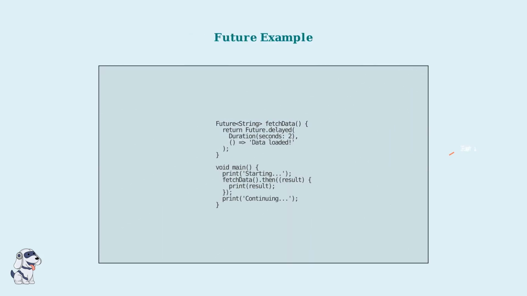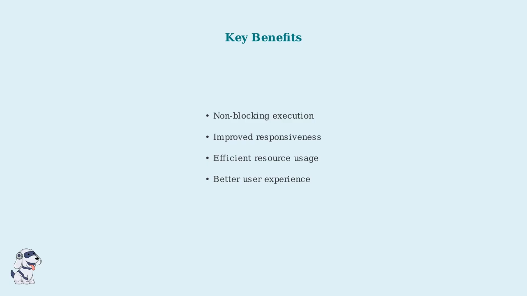Here's a simple code example showing how Future works in Dart. The fetchData function returns a Future that will eventually contain a string result, but the program can continue executing other code while waiting for the result. This asynchronous approach is essential for building responsive applications. Whether you're fetching data from a network, reading files, or performing any time-consuming operation, Future and Stream objects ensure your program remains responsive and efficient.